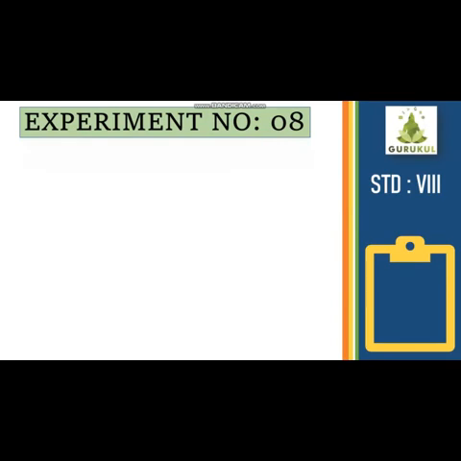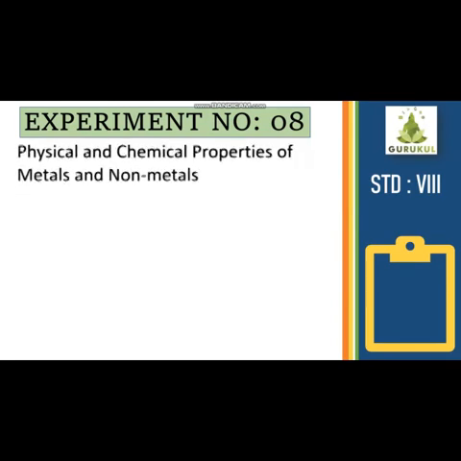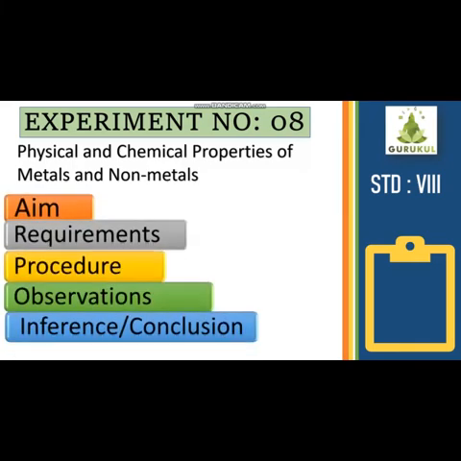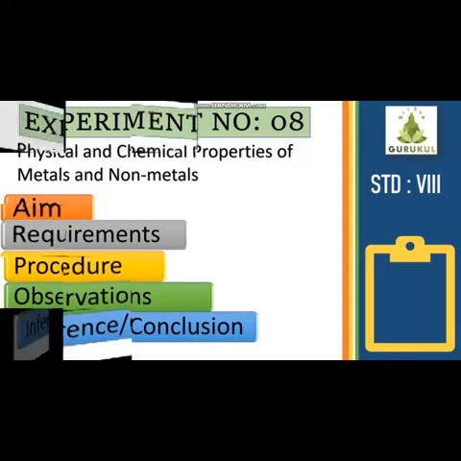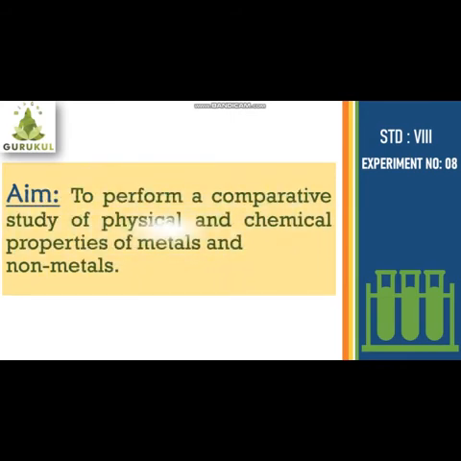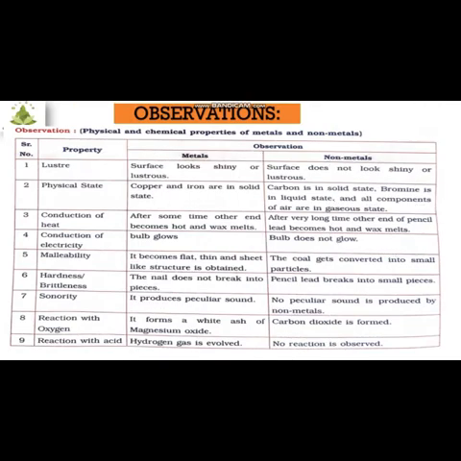Students, we are learning experiment number 8. Physical and chemical properties of metals and non-metals is our title. We have already covered aim, requirements, procedure. Let's understand observations, inference and conclusion. The aim of the experiment, to revise, was to perform a comparative study of physical and chemical properties of metals and non-metals. So let us first understand the observations of this particular experiment.